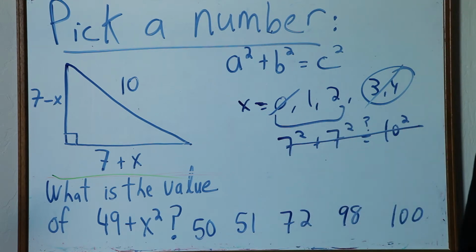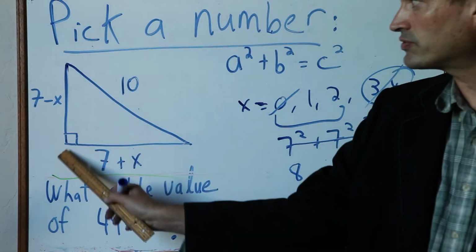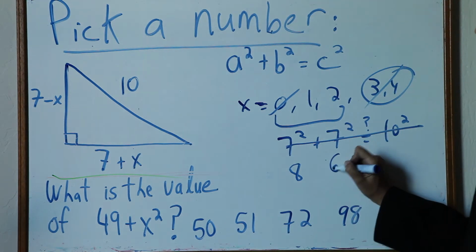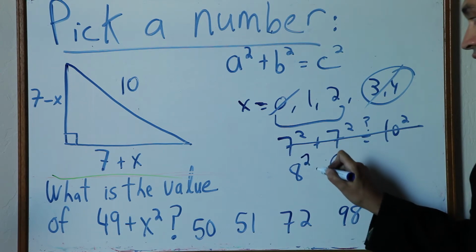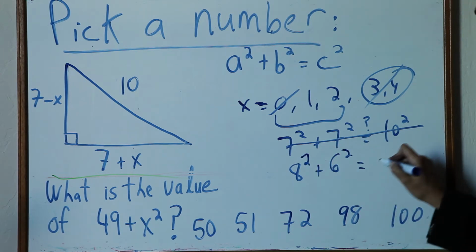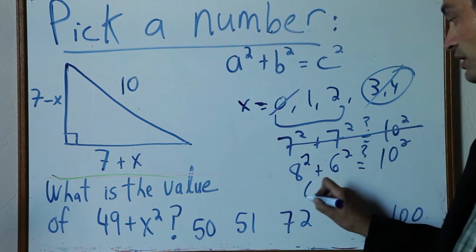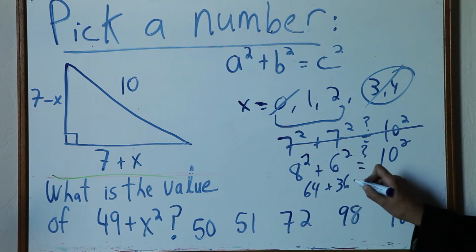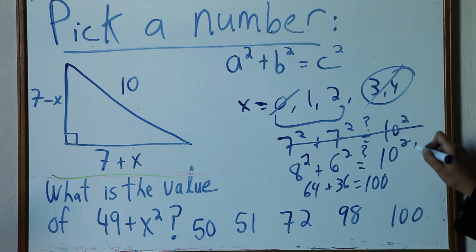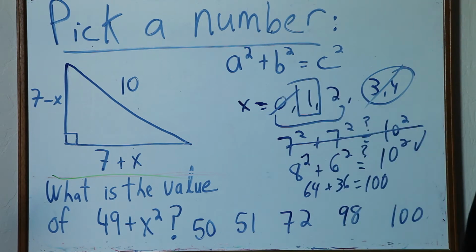Next, we'll try the number 1 as x. If 1 is the answer, the bottom length is 7 plus 1 or 8. The leg on the left side is 7 minus 1 or 6. I'll test those values by putting them into the Pythagorean theorem formula. Does 8 squared plus 6 squared equal 10 squared? Type it in on your calculator to obtain 64 for 8 squared plus 36 for 6 squared. That will equal 100, which, yes, does equal 10 squared. Therefore, we can infer that x was 1.